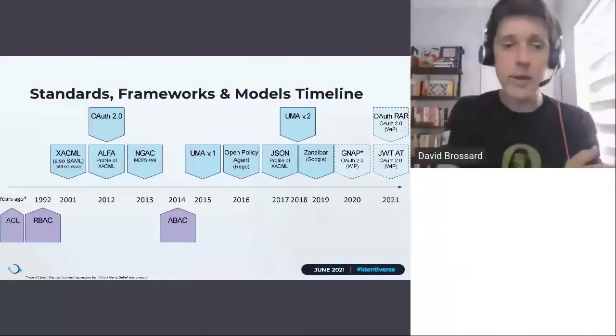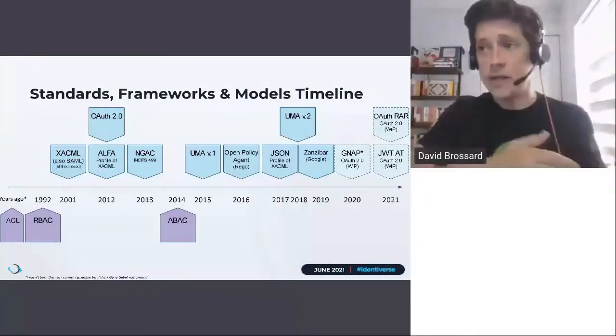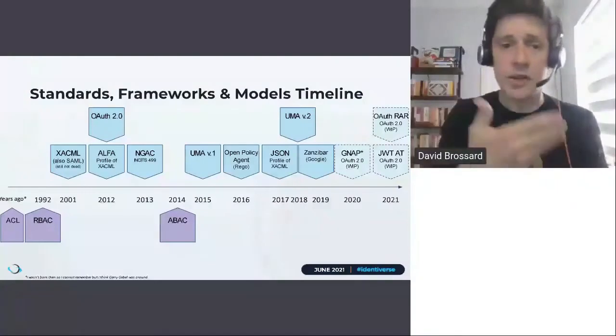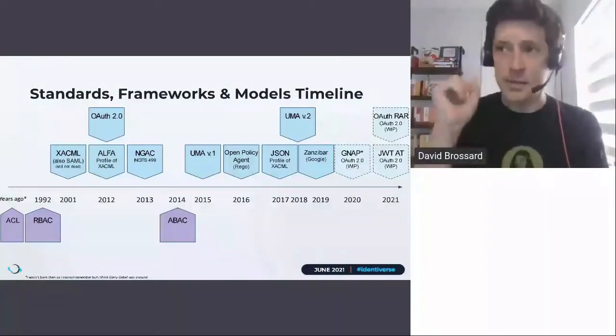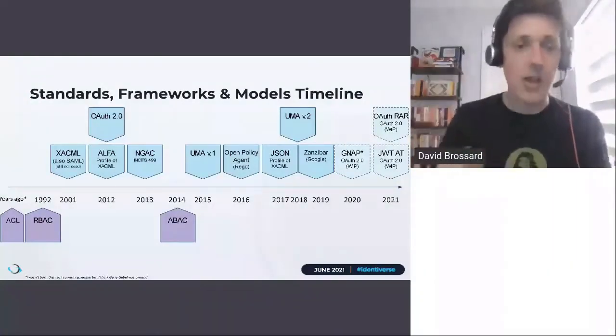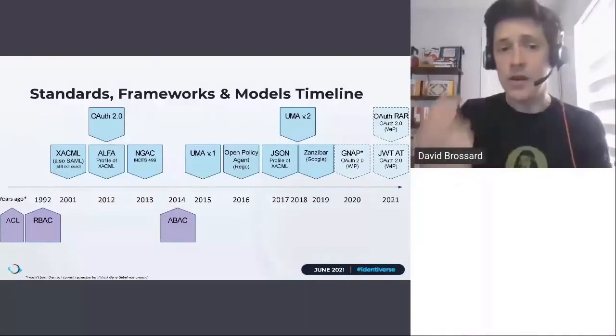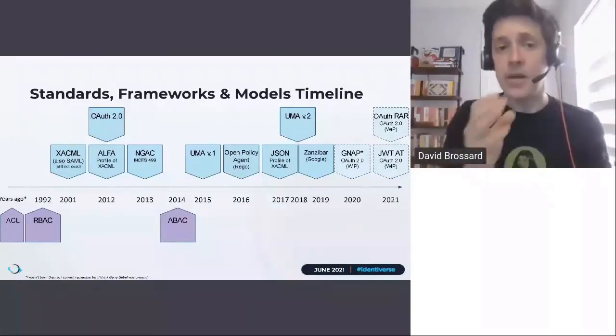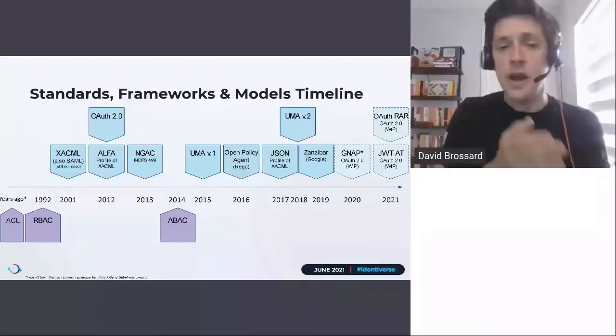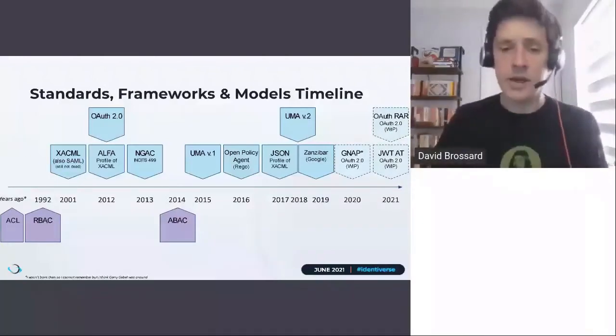Fast forward 10 years, we're now moving into the realm of REST and JSON. We have new protocols like OAuth 2.0 that, again, is about access delegation, not authorization. You have new things like the Abbreviated Language for Authorization, ALFA, that makes XACML simpler than what it was. You have NGAC right in the back of that.